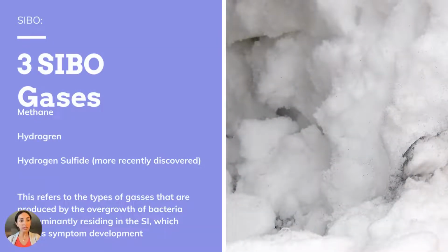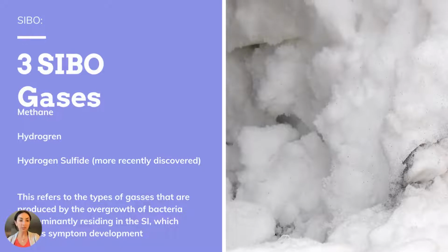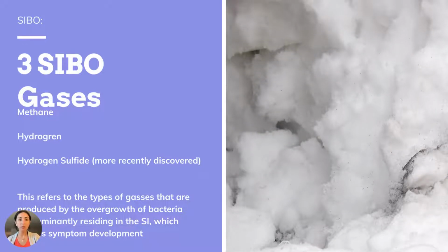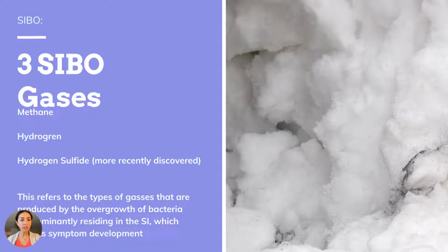So there are 3 different gases that come up positive on a breath test for SIBO. We have 1, methane, which we call intestinal methanogen overgrowth, 2, hydrogen, and 3, hydrogen sulfide, which is a more recently discovered gas that has for many years not been tested on a breath test. Only hydrogen and methane were seen. So now the Trio Smart breath test tests for hydrogen sulfide, which is great. So we'll talk a little bit more about these.